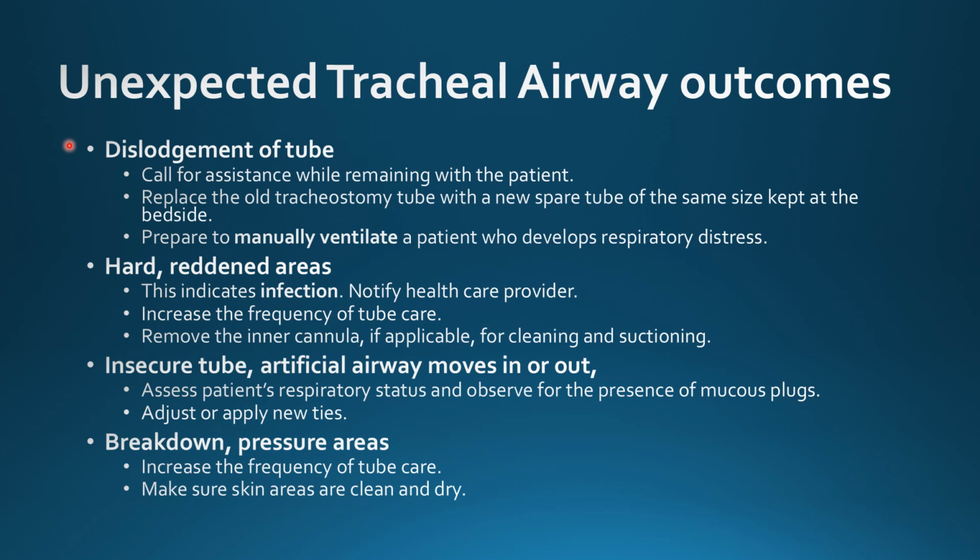Prepare to mechanically ventilate the patient if any respiratory distress happens. So there should be a bag valve mask kept around that patient who has a tracheostomy tube in the hospital. There typically is a little trach box that either sits immediately outside the patient's room or somewhere inside the patient's room if there's a patient with a tracheostomy tube.